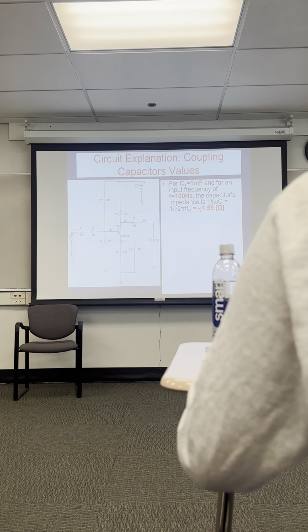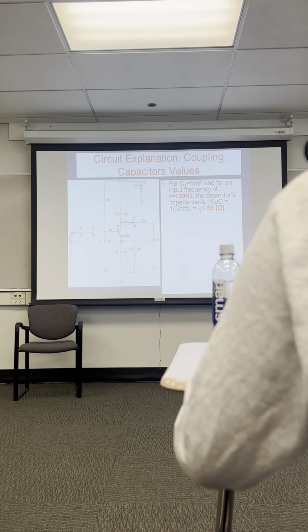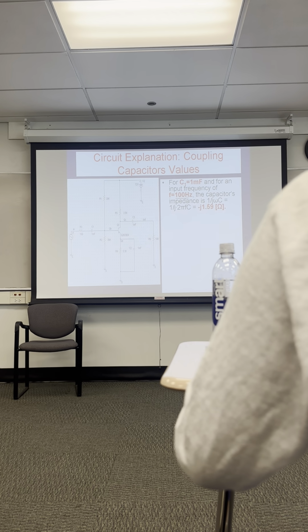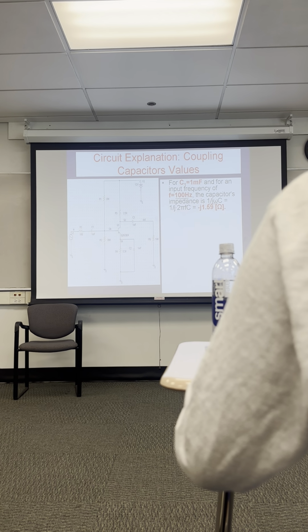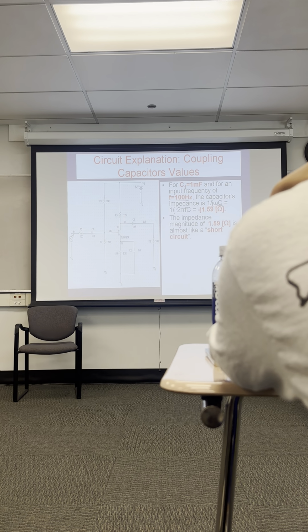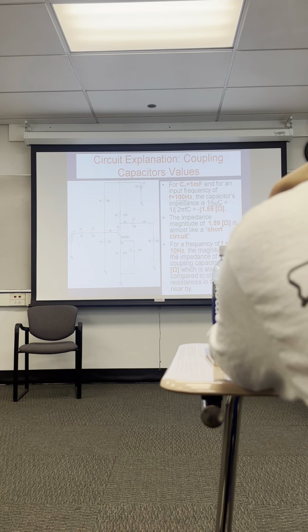The coupling capacitors, if we just briefly, how do we actually decide on these C3 and C1? We check the frequency here, say at 100 hertz. The capacitor reactance, we're all familiar with 1 over j omega C, and that's minus j 1.59 ohms. That's like a short circuit for AC. If we go to 10 hertz, a lower frequency, the capacitor impedance is 15.9 ohms, which is still small.